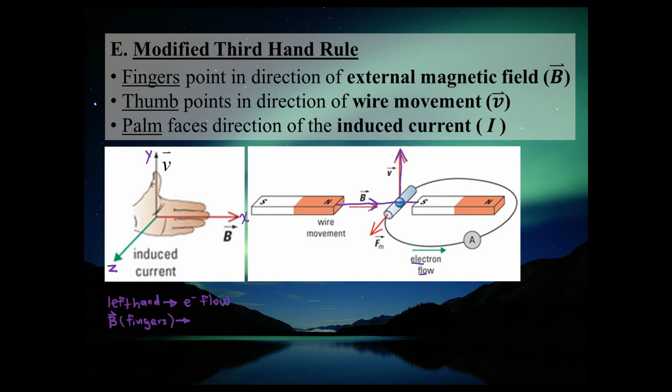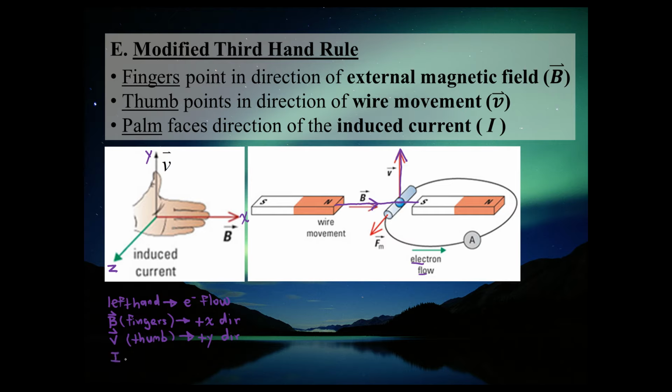So your fingers, if you look at how it's drawn right here, the magnetic field is pointing from north to south. That is in the positive X direction. Your thumb is going to be the direction that you physically are going to pull up the conductor. So in this case, I'm grabbing the left hand of the wire and I'm pulling it vertically up in that Y direction. So I move that up in the positive Y direction.